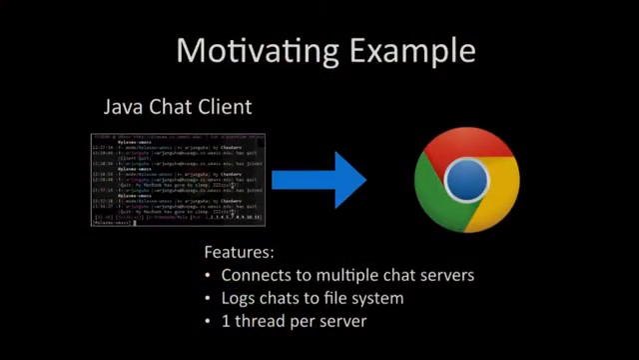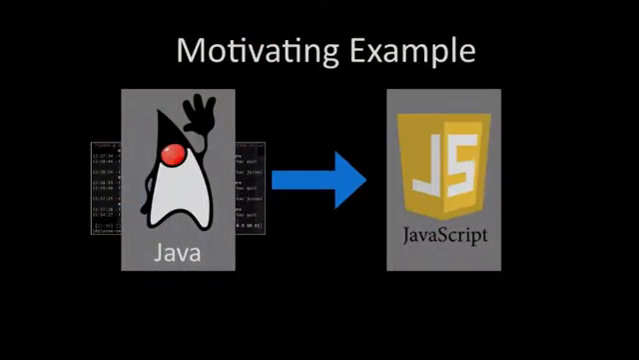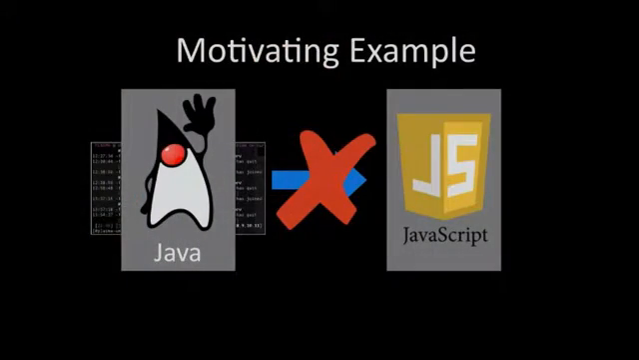Our theoretical non-existent chat client lets you connect to multiple chat servers at once. It logs your chats as text files and encapsulates each server connection in its own thread. What we would like to do is take this Java chat client and run it in the browser with no modifications whatsoever. How might we go about doing this? You might reasonably expect that you could simply take the Java source code of the client and recompile it somehow into JavaScript. But unfortunately, this turns out to be infeasible for a number of reasons.